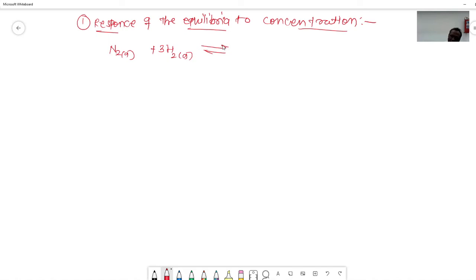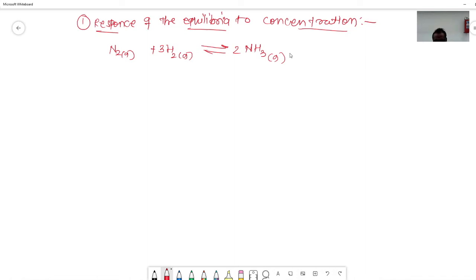Again, this reaction goes in the forward as well as the backward direction. 2 moles of NH3 are formed. Now, this is the chemically balanced reaction. According to this reaction, the equilibrium will favor the reaction that uses up the substance that is added, according to Le Chatelier's principle.